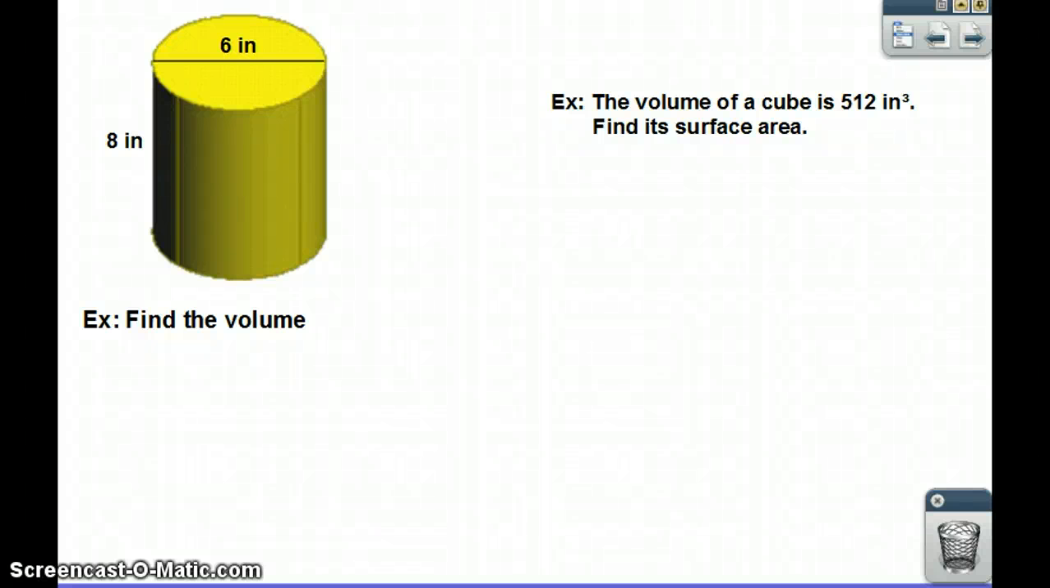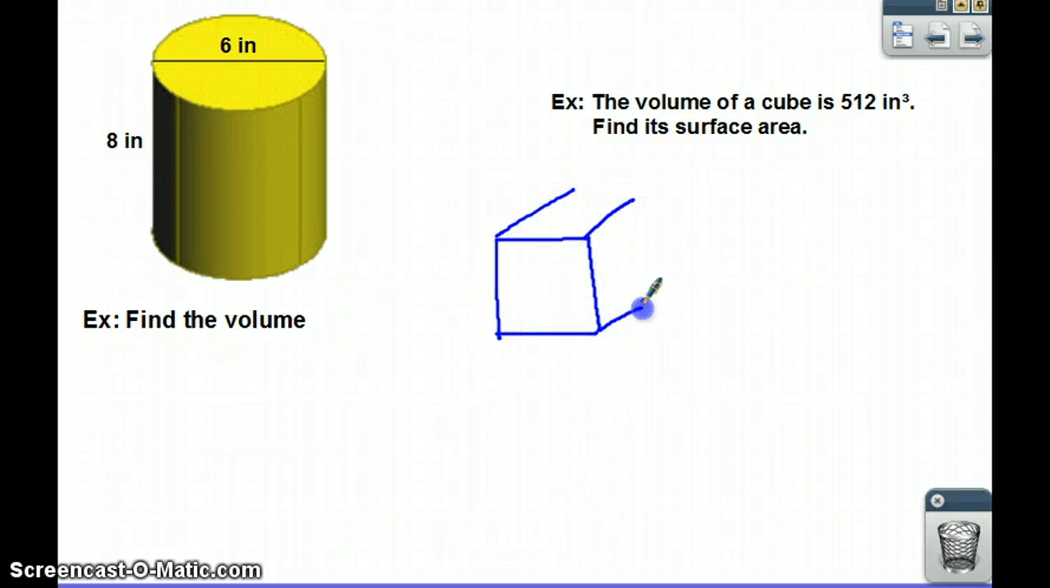Let's pick up where we left off. Our next example deals with the volume of a cube. So let's think about a cube. It's a rectangular prism where all the sides are congruent squares.